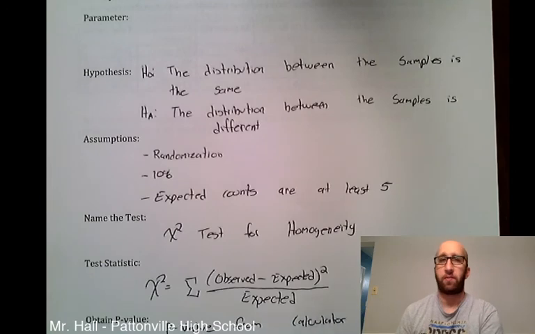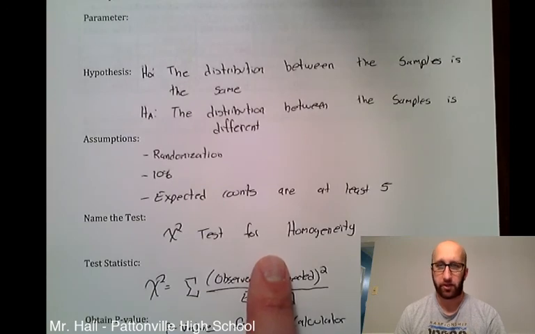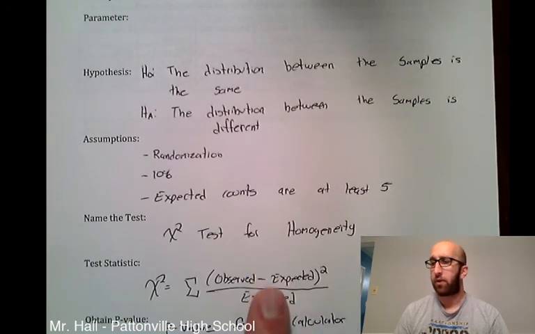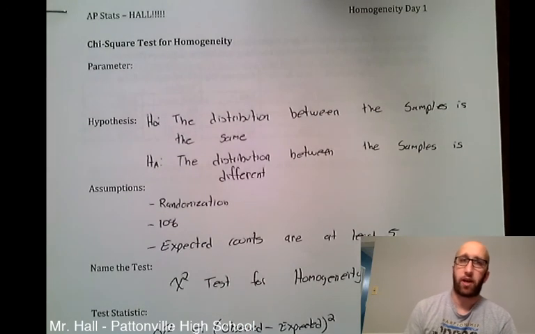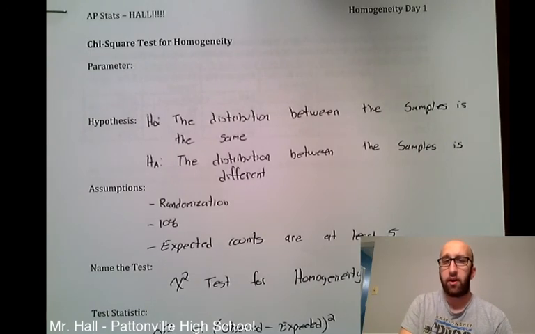Once we do this and find out there is a difference here, then maybe we take it a step further and try to investigate where that difference is actually happening. Okay, so this is just a quick overview for the chi-square test for homogeneity. I will have a follow-up video that looks at a specific example of how to do one of these problems.